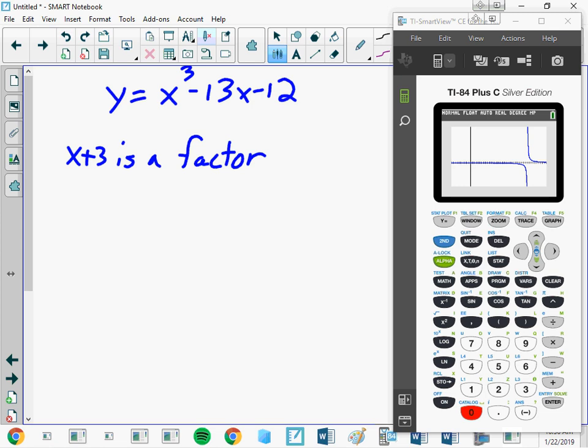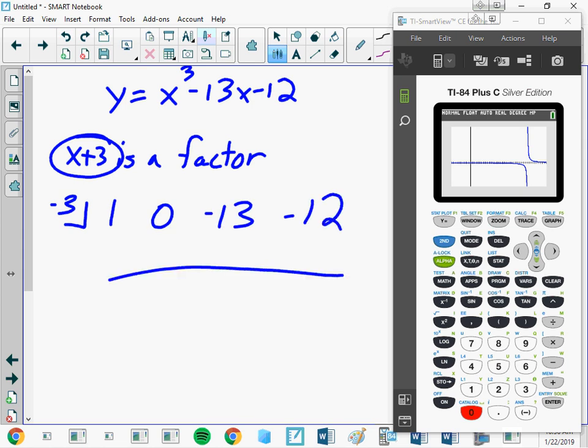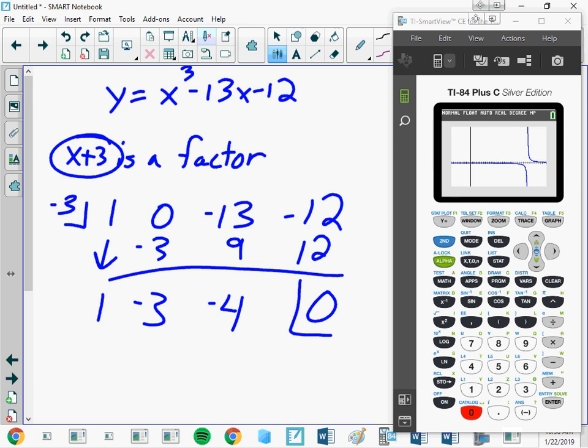Okay, so how do I figure out the equation without that as a factor? Do division. Can I use synthetic division in this case? Yes. So what goes in the corner? Negative 3. And what are my coefficients? 0. Everybody see why I need a 0? Okay, drop the 1. Negative 3. 9. Negative 4. 12, and 0.